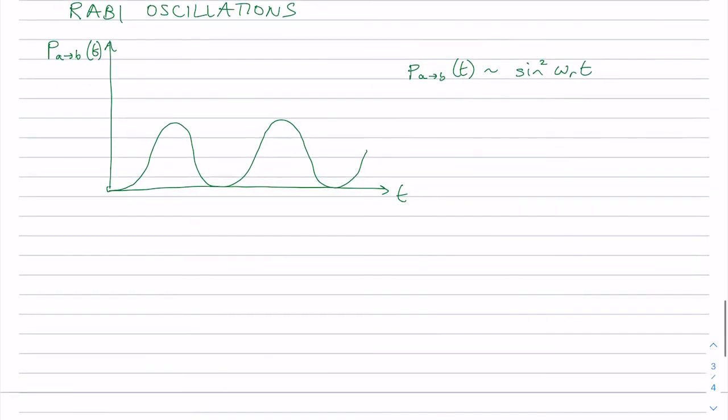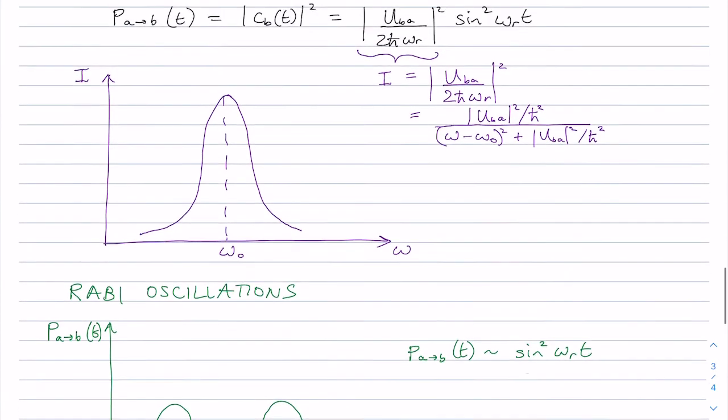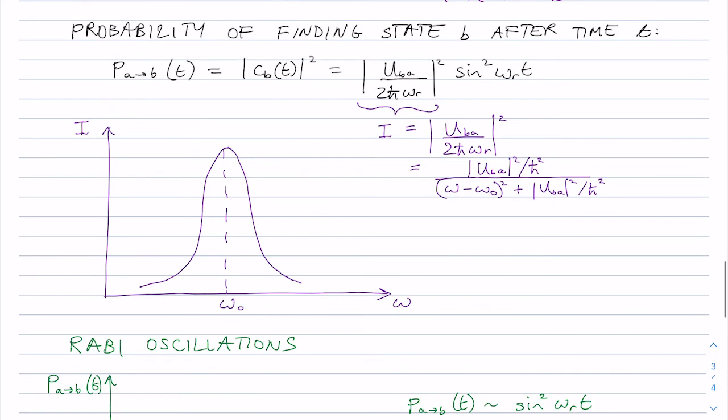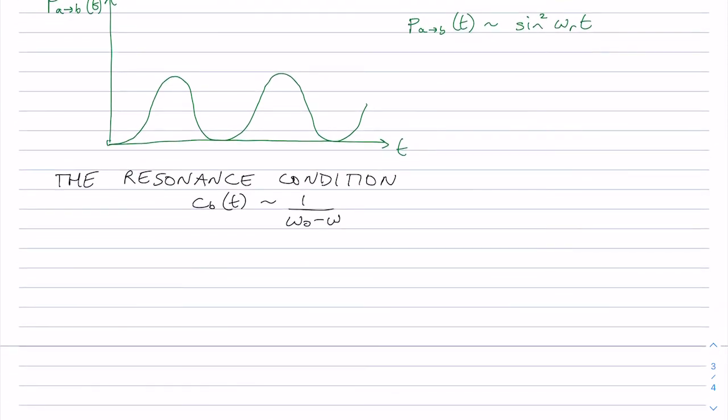And lastly, I would like to point out that the resonance condition for this driven oscillator looks something like this, right? That's just literally from this formula here. And you can see that if omega is close to omega naught, then it's efficient. So this resonance condition means that we can use our two-level system even when there are more than two levels.